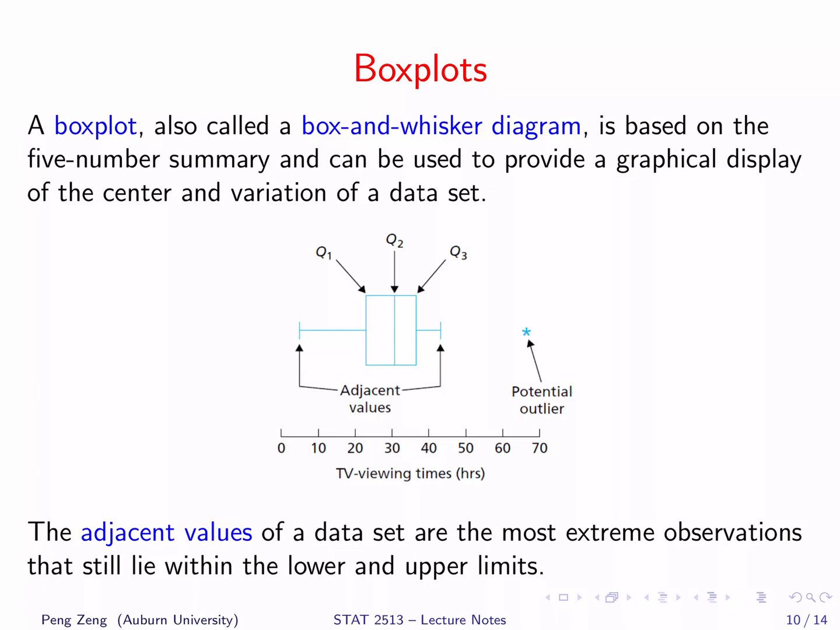The two boundaries of the box indicate the values of the first quartile and the third quartile. The length of the box is the interquartile range. There are two arms on each side of the box. They indicate the location of adjacent values. By adjacent values, we mean the most extreme observations that still lie within the lower and upper limits. Any potential outliers, or any observations smaller than the lower limit or larger than the upper limit, are marked with asterisks.